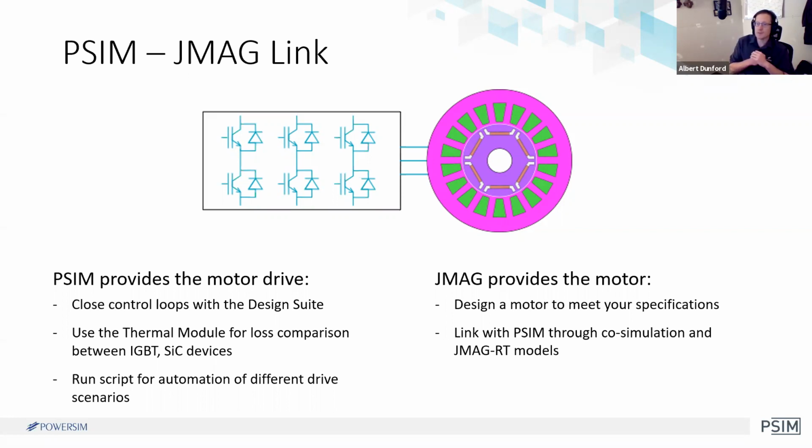What else can we do? With the thermal models, you can compare IGBT versus silicon carbide versus MOSFET versus GaN. All you need to do is bring in that model from our database, or if it's not there, it's pretty easy to rebuild a new one. And then importantly, we can also generate scripts. So you can define a script to run a simulation through all sorts of design scenarios.